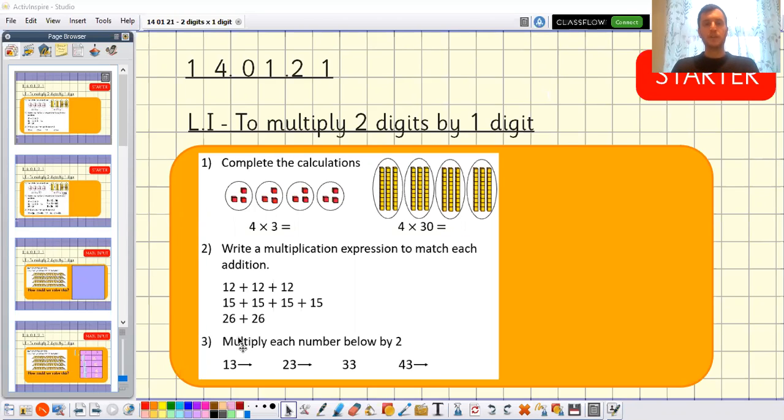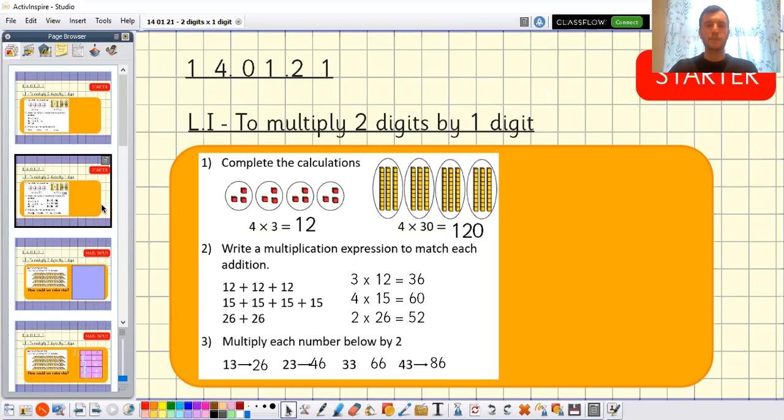As always, please pause the video there, have a go at those challenges, and we'll go through them in a moment's time. Let's look at those answers together. 4 times 3 is equal to 12. So 4 times 30 is equal to 120.